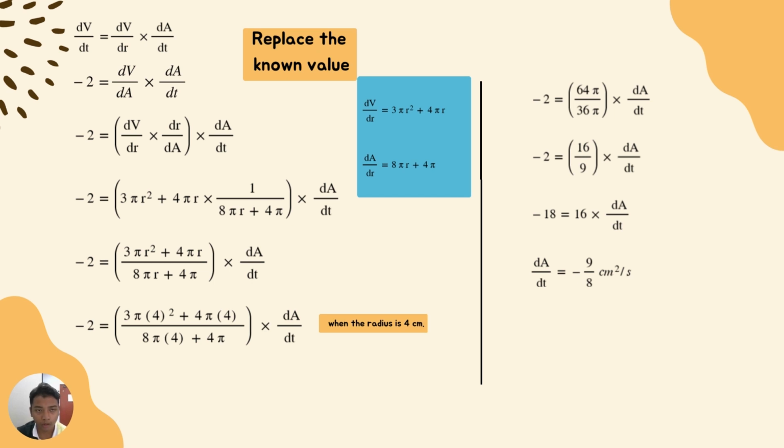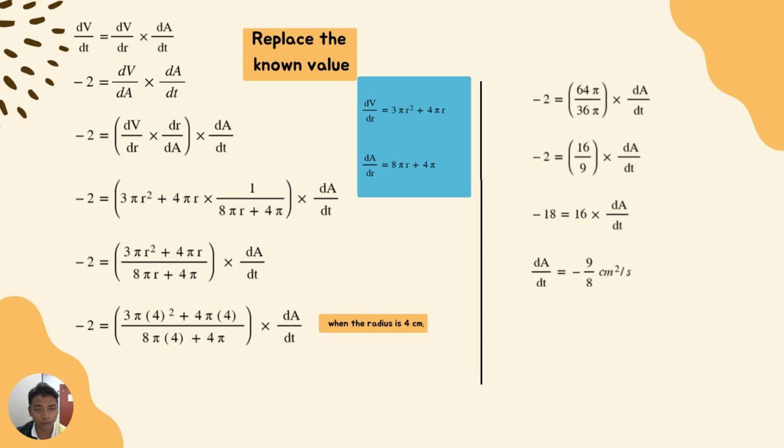Now, from there, we multiply it normally, and we should get this form, where 3 pi r squared plus 4 pi r over 8 pi r plus 4 pi. We already have the value of the radius, which is 4 centimeters, as stated in the question previously. So now, all we need to do is replace the r with 4.